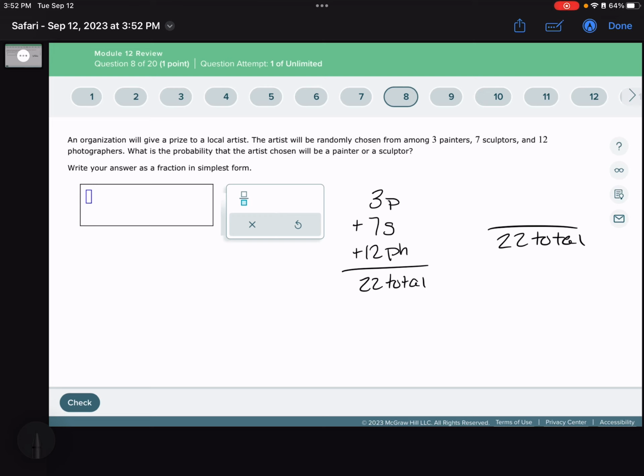And I'm asked if it is a painter or a sculptor. So my painters are 3. I have 7 sculptors, so I have 10 painters or sculptors. I can simplify that fraction to 5 out of 11, and that would be the answer.